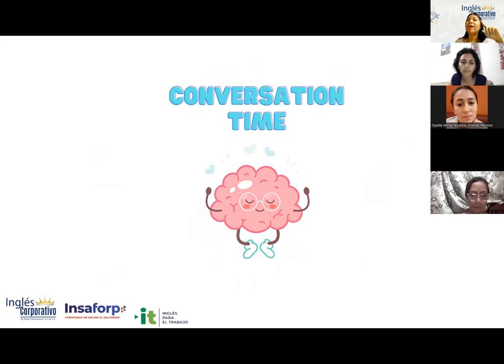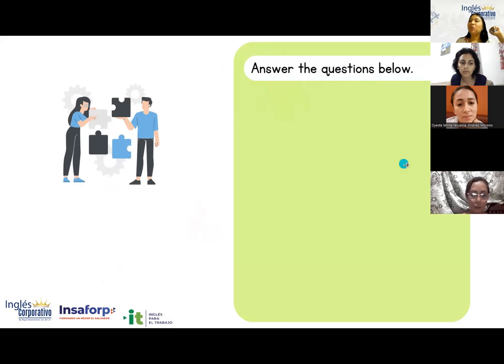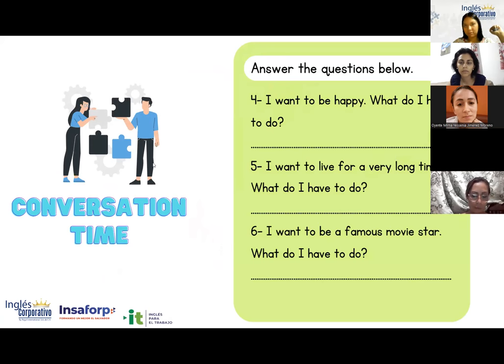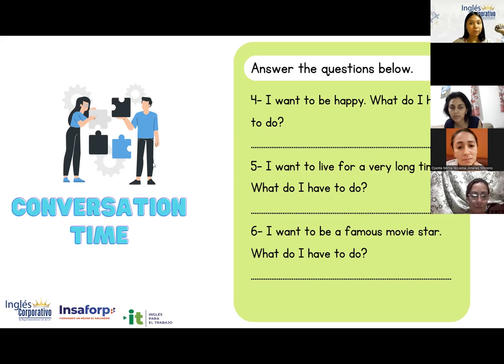Very good. Okay, so now let me ask you something, guys, okay? So I need your advice. I want to be happy. What do I have to do? Deme consejos. It's healthy. Excellent. You have to eat healthy. What else, guys? I want to be happy. What do I have to do? You have to ignore angry people. Very good. You have to ignore angry people.